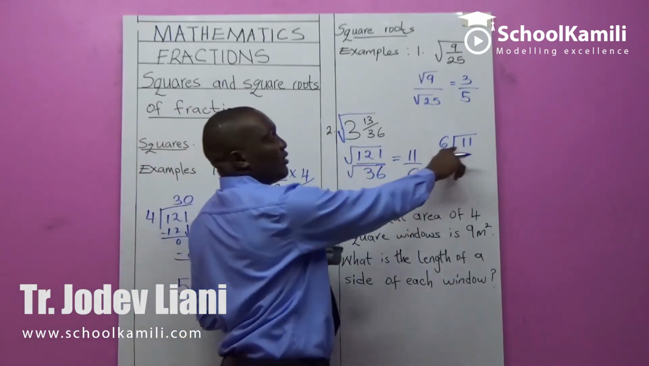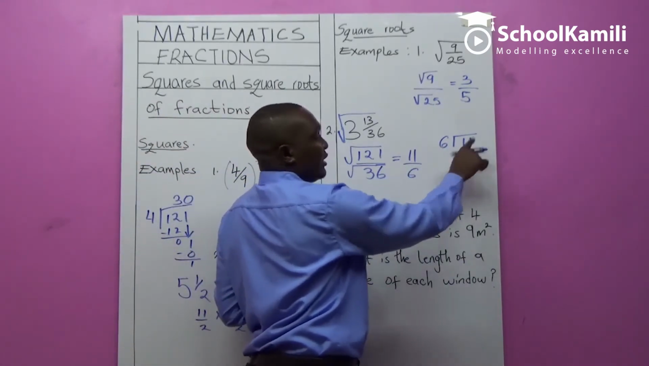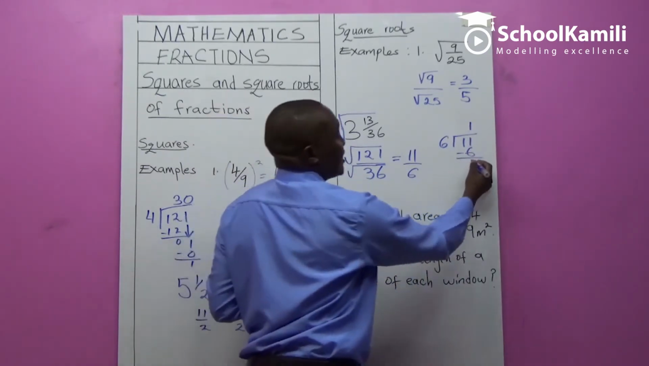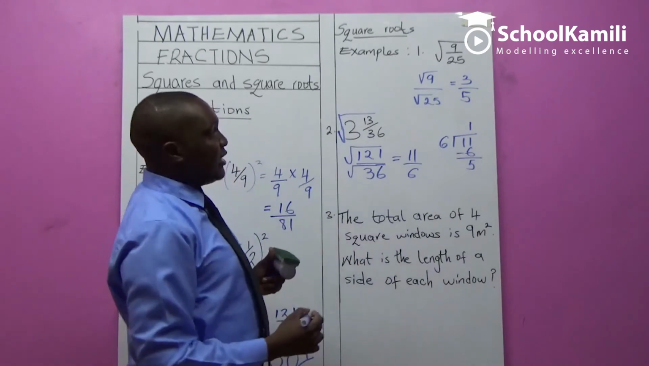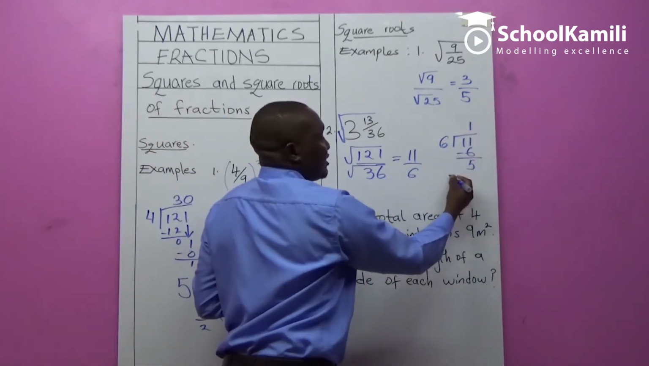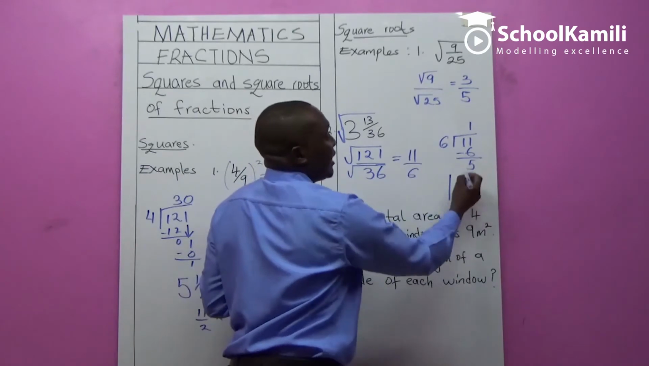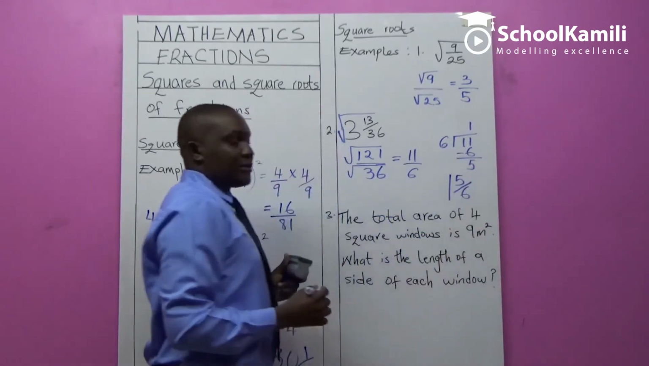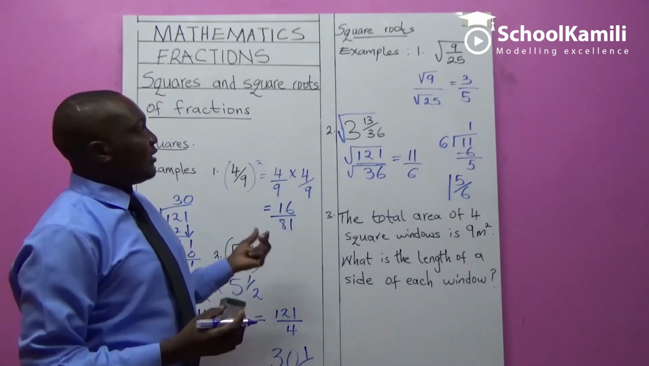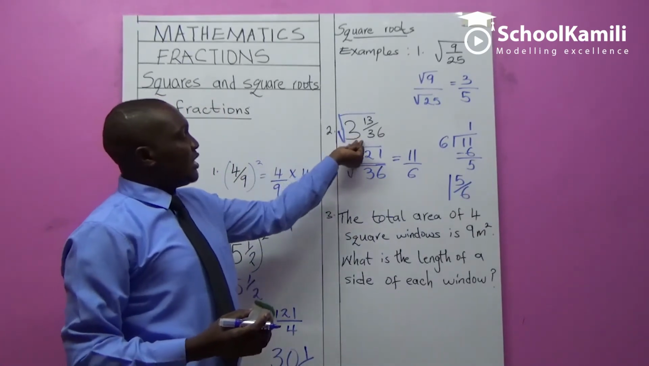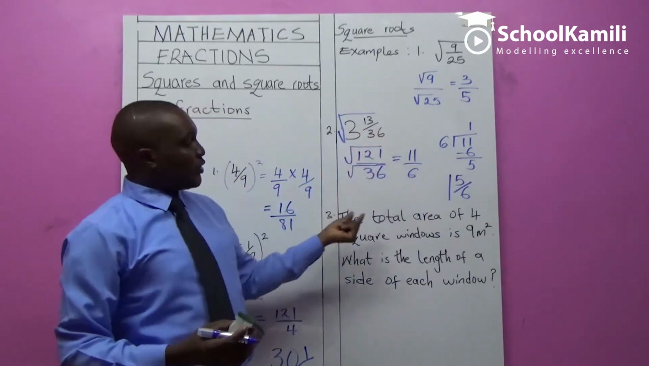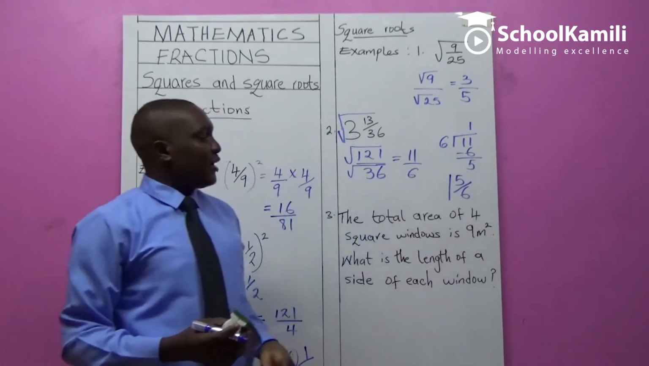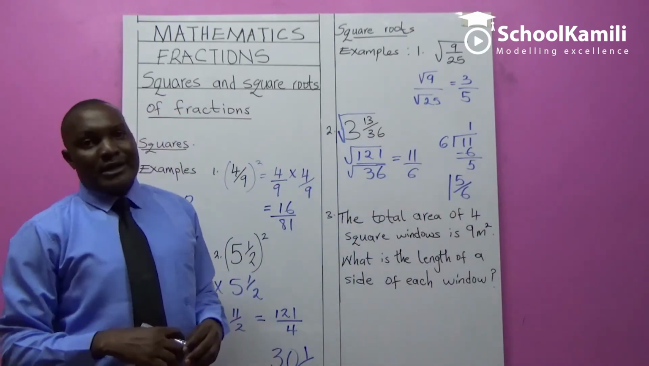How many times can 6 go into 11? It is once because of 6. When I subtract, I'll get 5. Then the number at the top here is written as a whole number. The remainder is the numerator. The number used to divide by becomes our denominator. Therefore, the square root of 13 over 36 is supposed to be one whole number, 5 over 6. That is how you can get the square root of numbers.